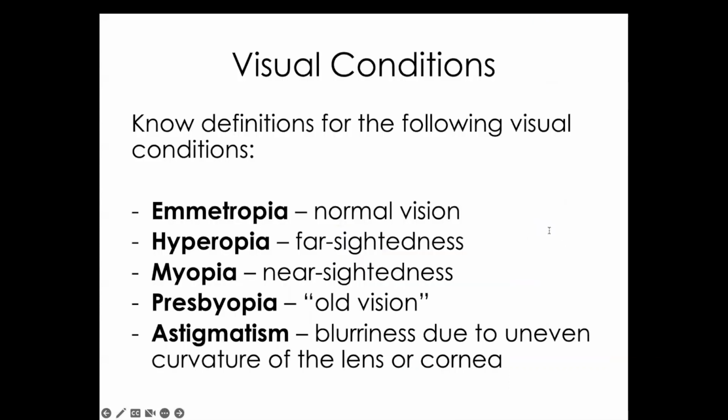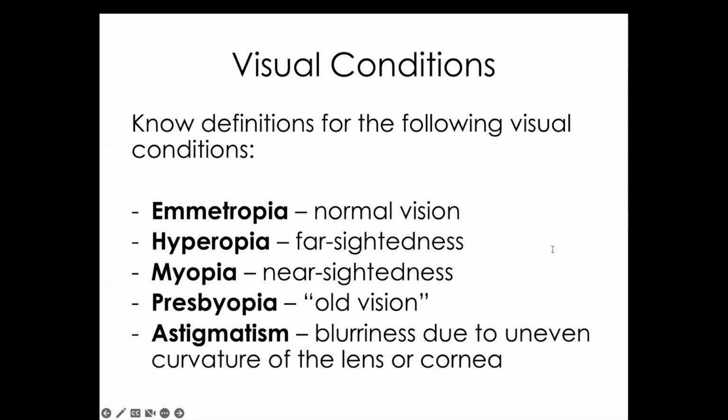And then these are the visual conditions you're going to need to know. So emmetropia is normal vision, and it means the eyes are the correct shape and do not need corrective lenses. Hyperopia is farsightedness, and you have difficulty seeing things close up, and you will need a convex shaped corrective lens. Myopia is nearsightedness, and you will need a concave shaped corrective lens. And this is because you have difficulty seeing things that are far away.